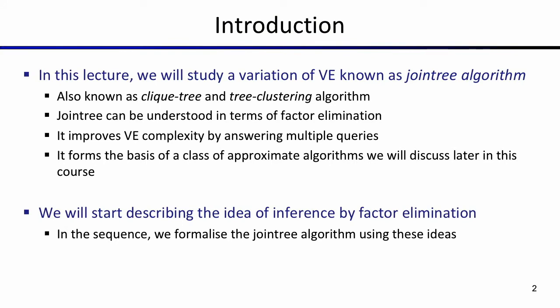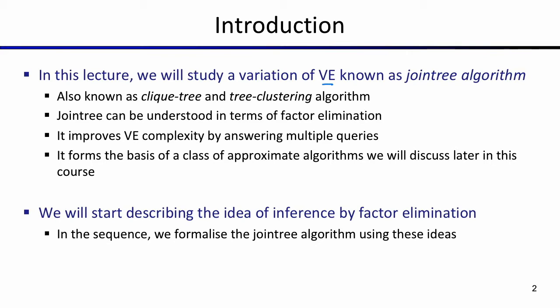The Jointree algorithm is very similar to variable elimination, which we call VE in this slide. This algorithm is also known as the clique tree or the tree clustering algorithm. Especially when we work with Markov networks, it is better known as the clique tree algorithm instead of the Jointree algorithm. The main idea is that we can rethink what we know about variable elimination in terms of factor elimination. So we choose one factor, and we eliminate that factor by multiplying it to another factor that we have in the network.